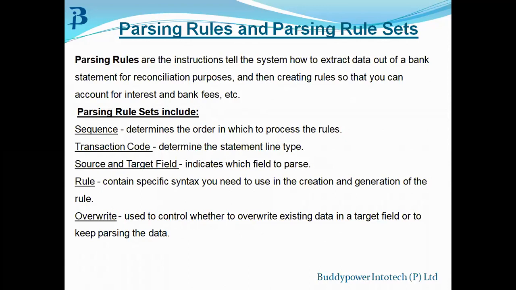So each parse rule within a parse rule set consists of these fields: sequence, which determines the order in which to process the rules. Then you have the transaction code, which determines the statement line type. Then you have the source and target field, which indicates which field to parse. Then you have a rule, which contains specific syntax that you need to use in the creation and generation of the rule. And then you have an overwrite field, which is used to control whether to overwrite existing data in a target field or to keep parsing the data.